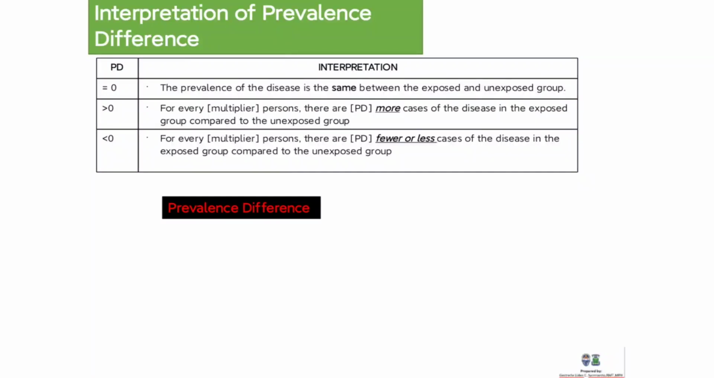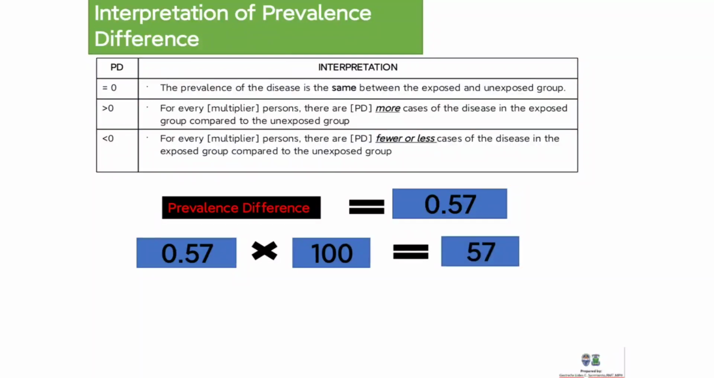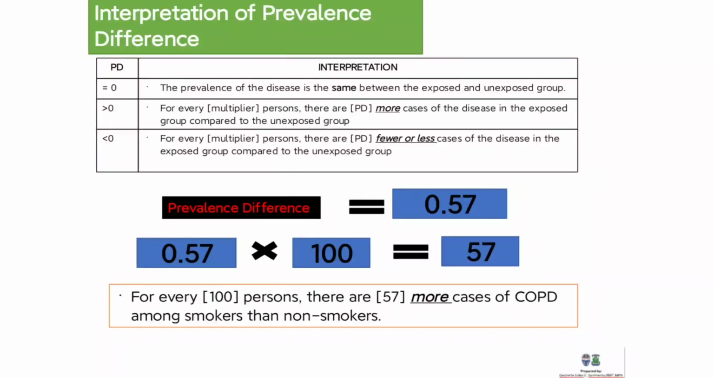Okay? Now, prevalence difference is equal to 0.57. Now, 0.57 multiplied by 100 is equal to 57. Okay? So, sabi niya, for every 100 persons, there are 57 more cases of COPD among smokers than non-smokers. Kasi yung computed value mo is more than 0. Hence, ang gagamitin mo, yung pangalawang interpretation.